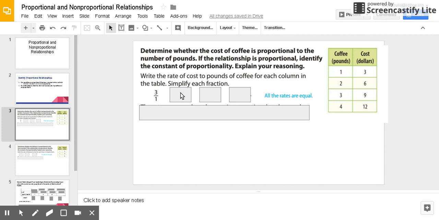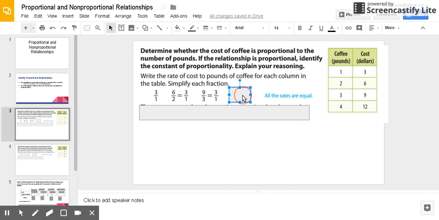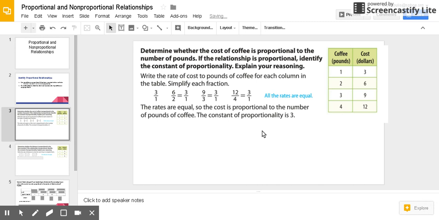Our next ratio is going to be 6/2, or $6 for 2 pounds of coffee. Our next ratio is going to be 9/3, or $9 for 3 pounds of coffee. And our last ratio is going to be 12/4, or $12 for 4 pounds of coffee. If you notice, all of these ratios are equal, so the cost is proportional to the number of pounds. The constant of proportionality in this case would be 3. You notice the ratios all simplify to 3.